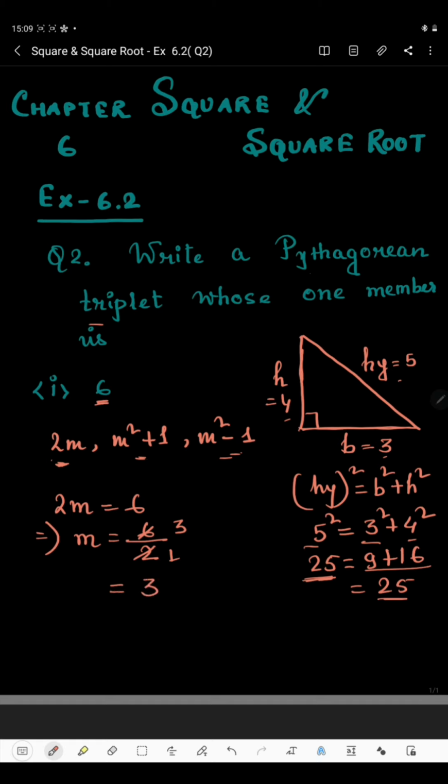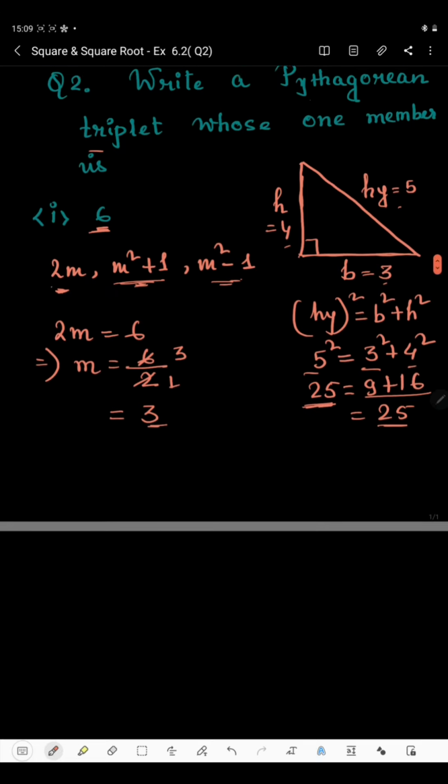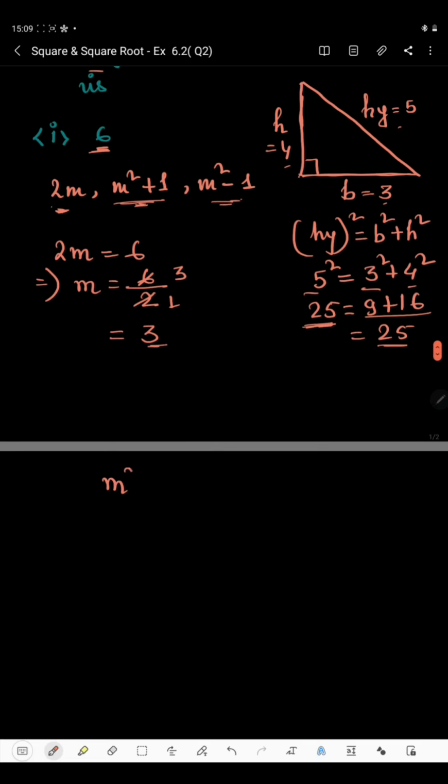Now this is not the member of Pythagorean triplet. One member is given, which is 6. We will have to find the other 2 members. Now how to find the other 2 members? Here we have another member, which is m square plus 1. So here we will just put the value of m, which is 3, to get the second member. Okay, so 3 square plus 1 is equal to, 3 square means 9, 9 plus 1 is 10. So the second member is 10.